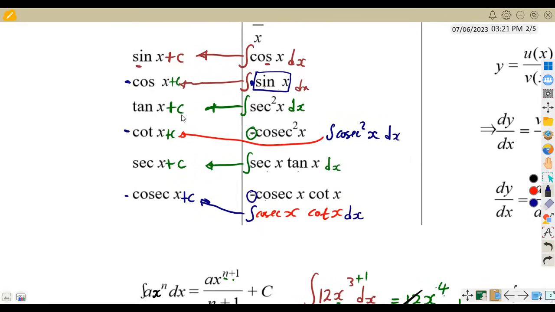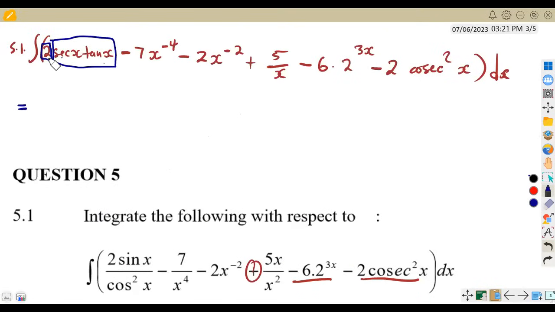But take note, there was a constant here, which is what? Which is 2. So we're going to multiply by 2. So this is going to be 2 sec x. So this is what we are going to have at the end. All right, so I've changed the marker here. So this is going to be 2 sec x. So we are going to remain with the 2 sec x in this case. All right, so that is what you're going to have.